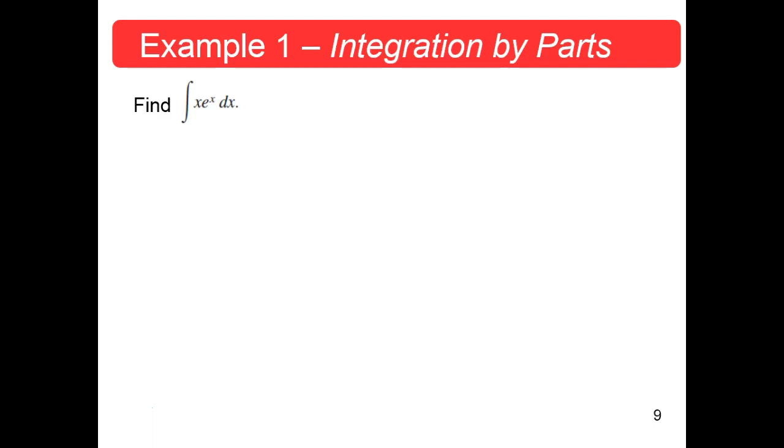So we're ready for example 1. Find the integral of x e to the x dx. Can you integrate that by just a straight integration? Do you think substitution? No. That's just about, has to be integration by parts. And you got two parts to it, the x and the e to the x. Okay, and of course dx is there too.